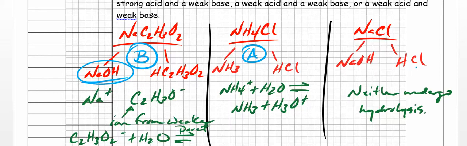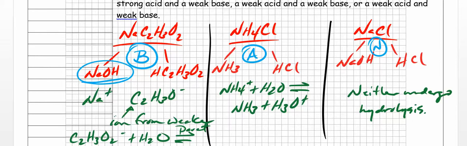Hydrochloric acid is a strong acid. Sodium hydroxide is a strong base. So they simply cancel each other out. Strong acid with strong base, I'm going to get a neutral solution, okay? When you have two parents that were strong, one strong acid and one strong base, you're going to get a situation in which you have a neutral solution, neither acidic nor basic.